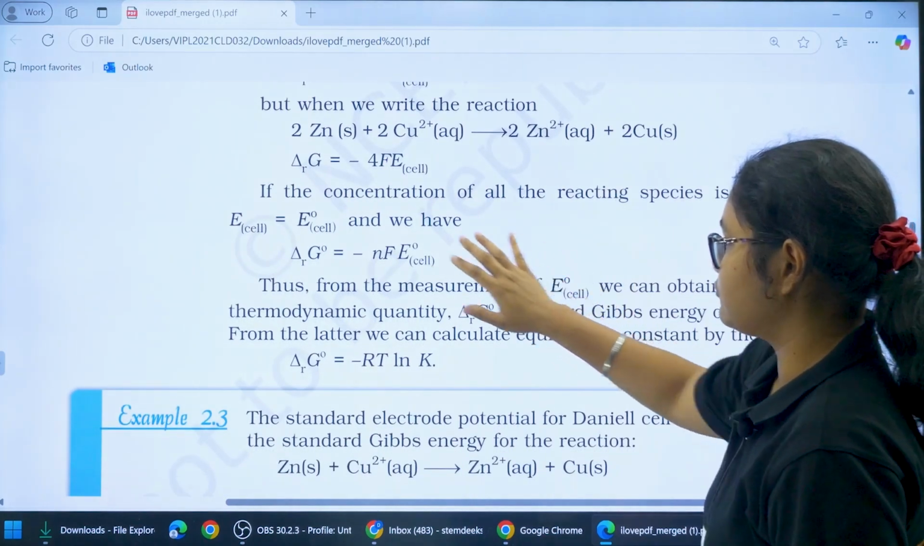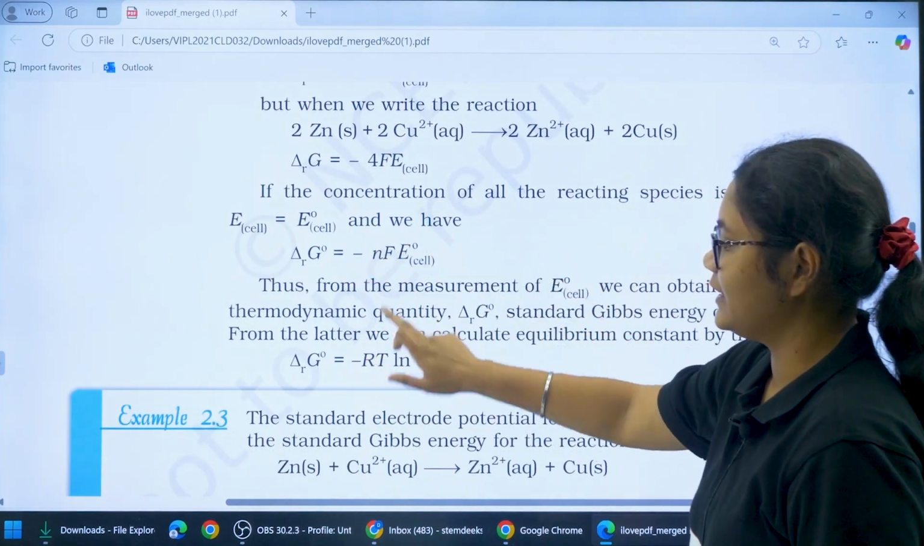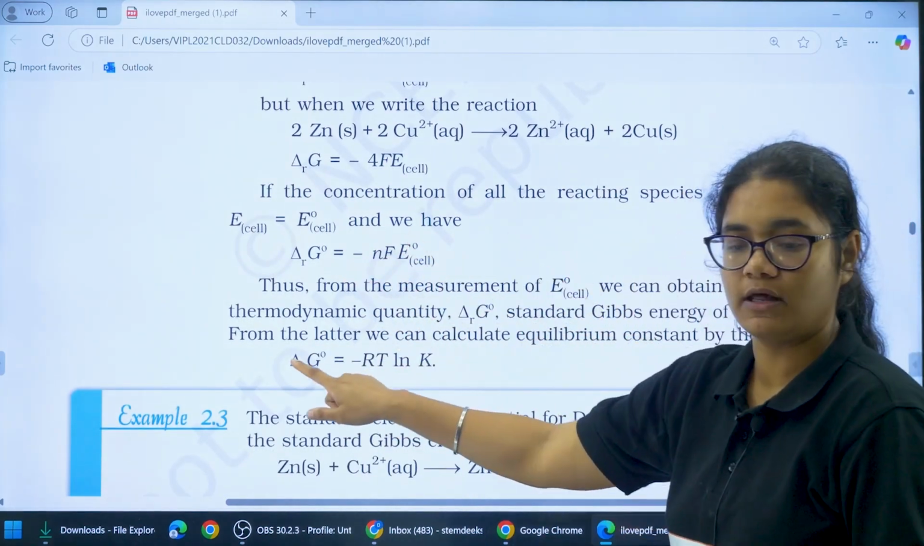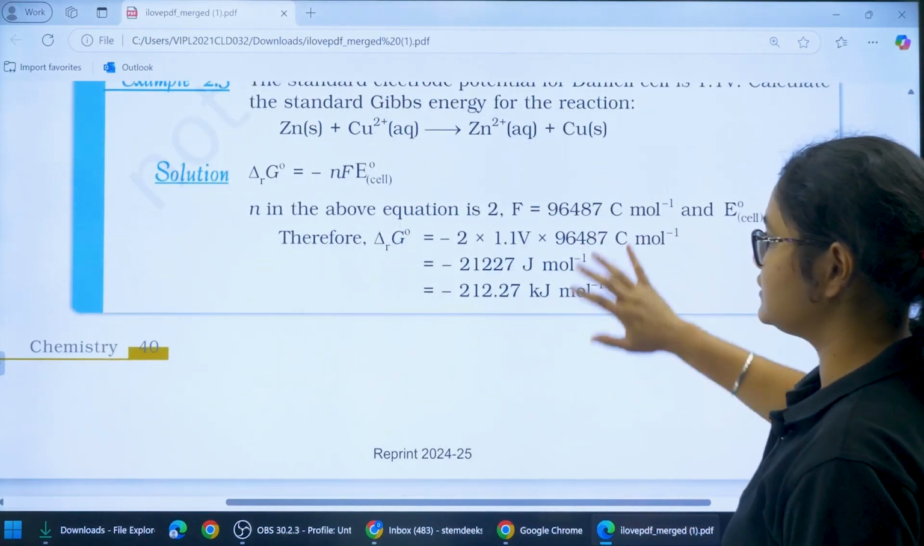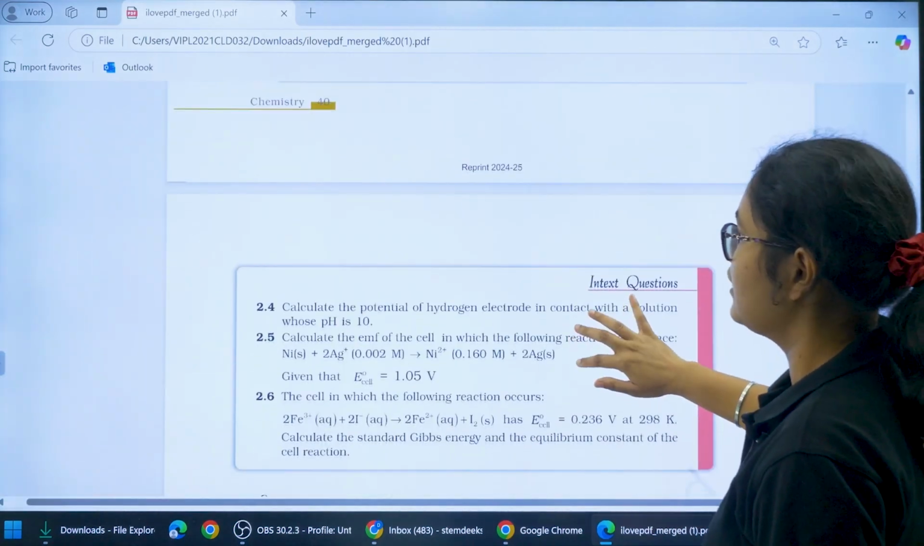Next, we have these two formulas, please highlight them. This is also a very important formula, please highlight it. It is already there in the first part. Then do this in-text question.